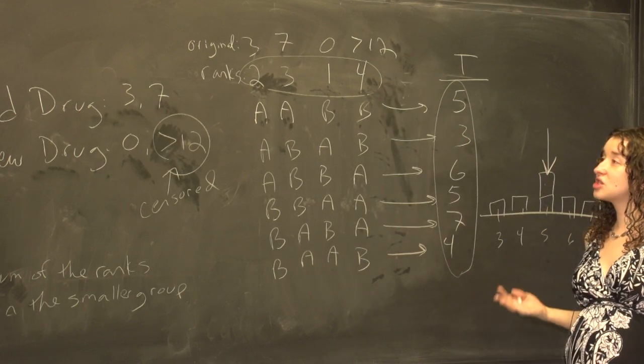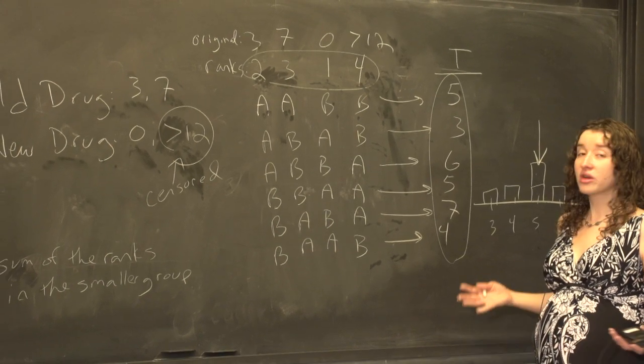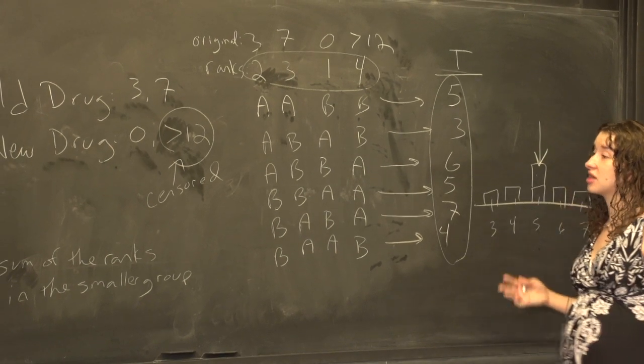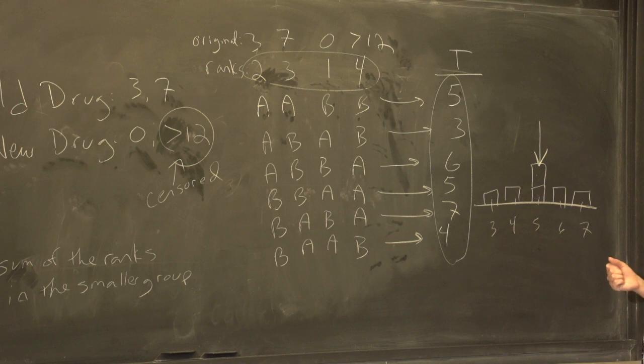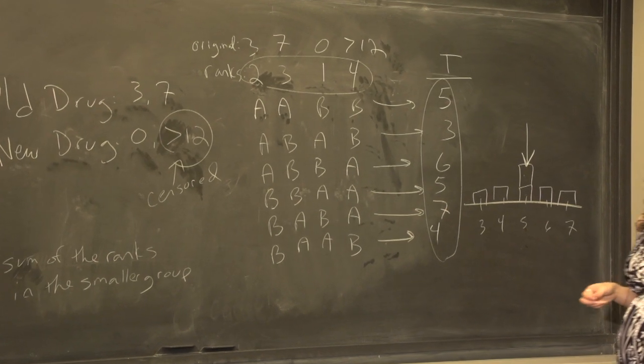But if you give me the original data, I can convert it into ranks. The randomization test works for any test statistic, and so for this particular test statistic, I can do this. So let's talk about a couple different details here. Here's a very minor detail.